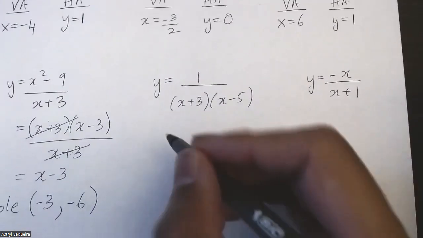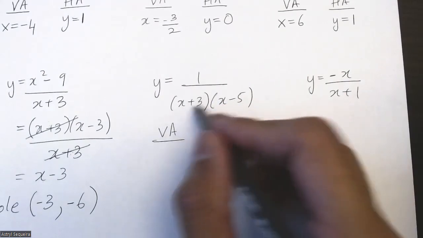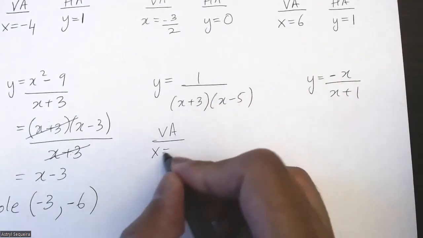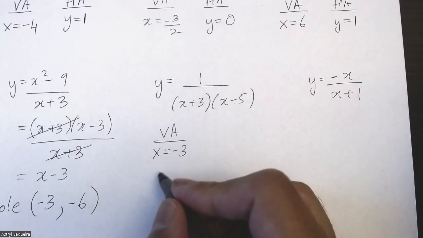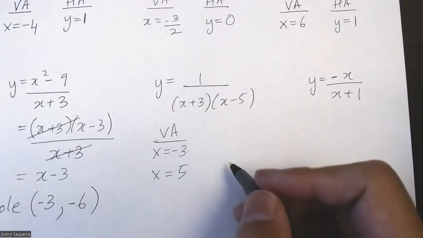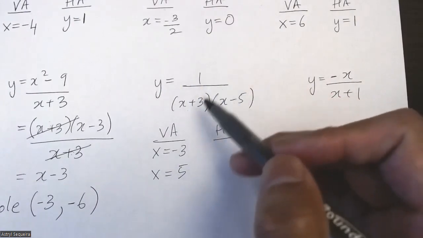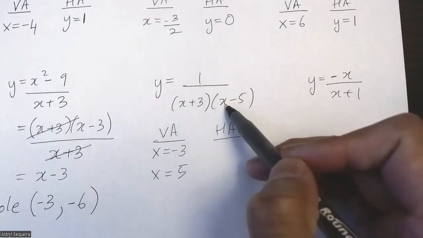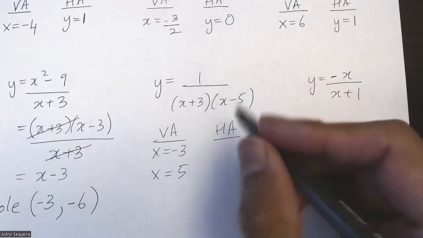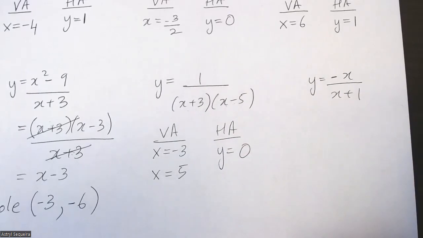Let's go to the fifth example here. For my vertical asymptote, if I look at the denominator, I have two solutions. The first solution is x equals -3. The second solution is x equals +5. For my horizontal asymptote, my degree on the top is 0. My degree on the bottom is x squared. If your degree on the top is less than the bottom, it's automatically y equals 0.